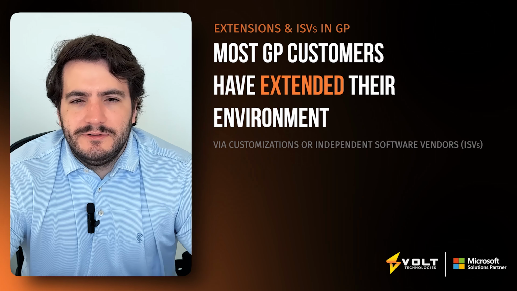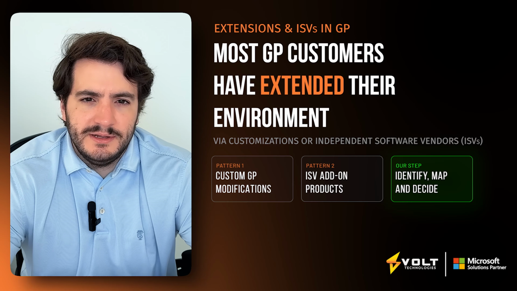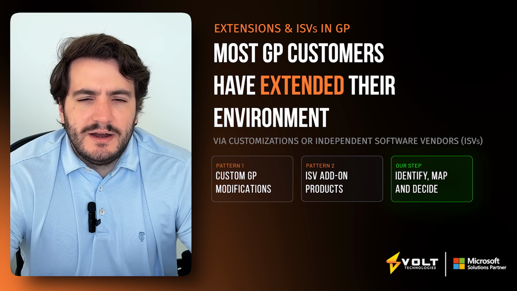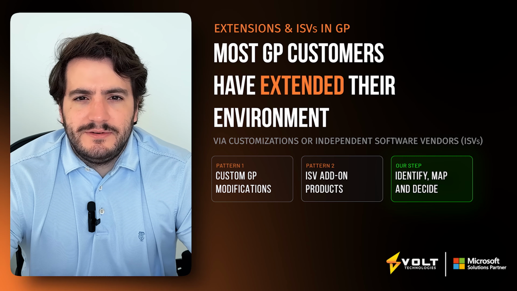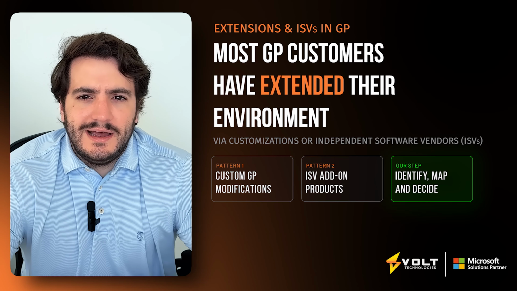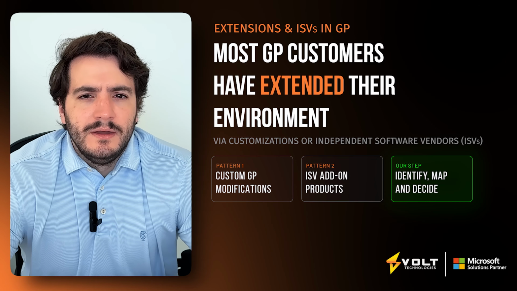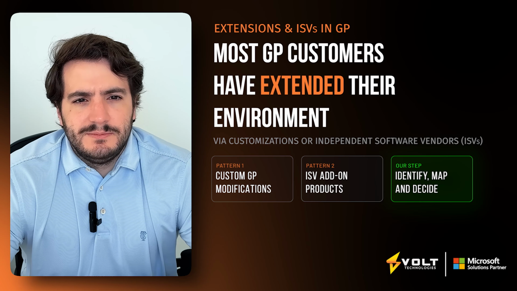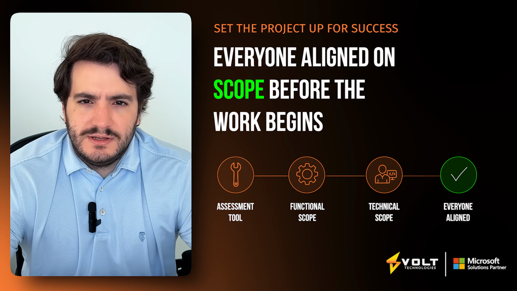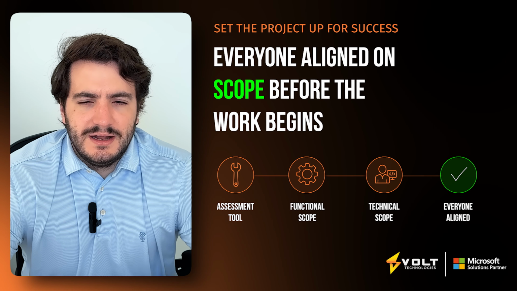A lot of the times what we have found in these Great Plains migrations is that customers have extended their environment, or they're utilizing independent software vendor extensions on top of their current environment as well. What we do is we identify those processes, we understand what they look like today, and then we see if we can replace those with out-of-the-box Business Central capabilities. If not, then we look at what types of extensions or what ISVs would be necessary within the system. So to set the project up for success, we need to make sure that we're all in line with what the functional and the technical scope is going to look like and the workload that's ahead of us.